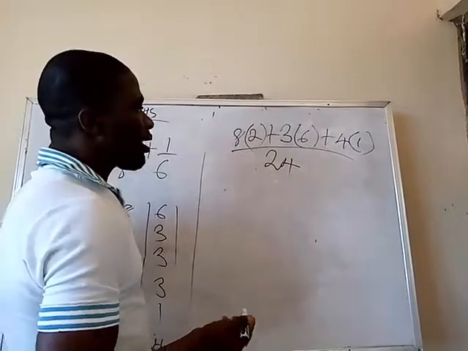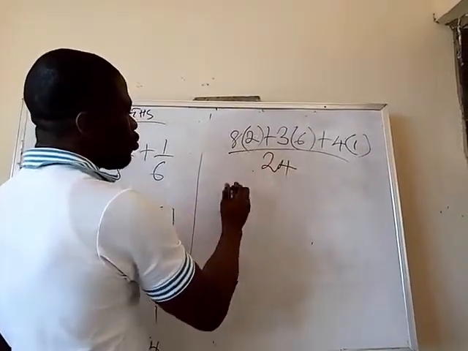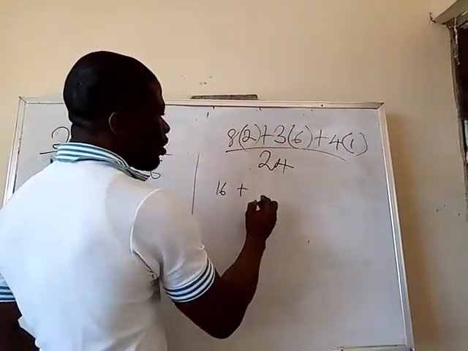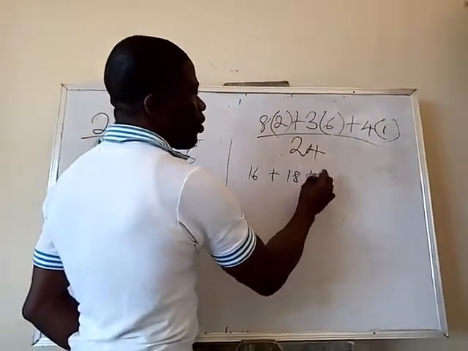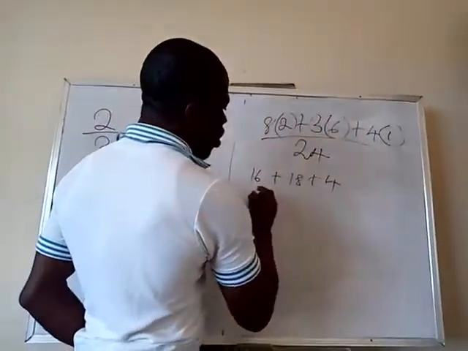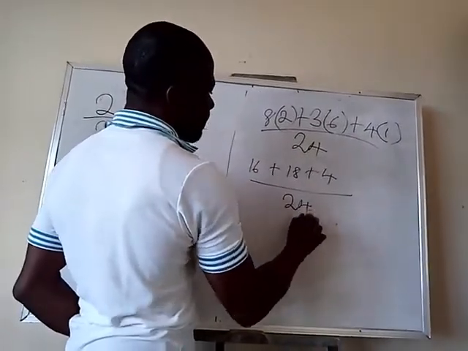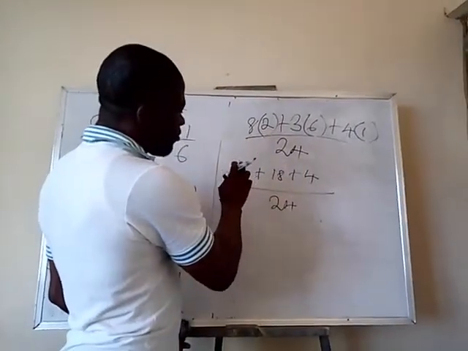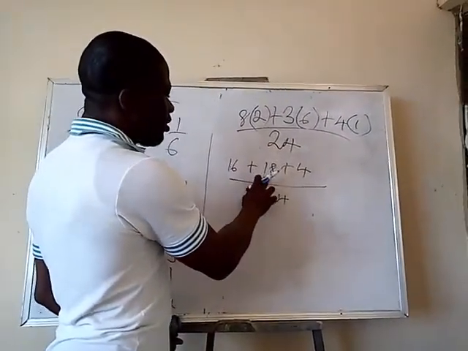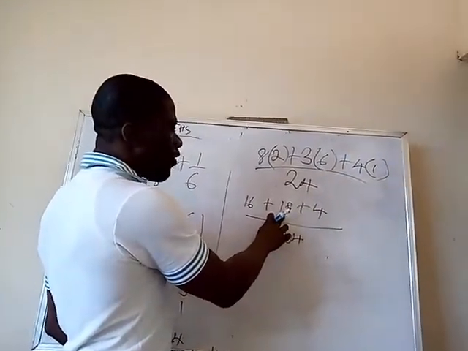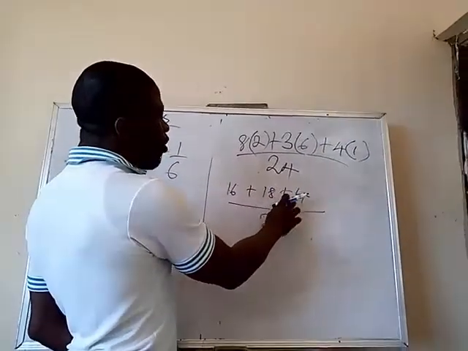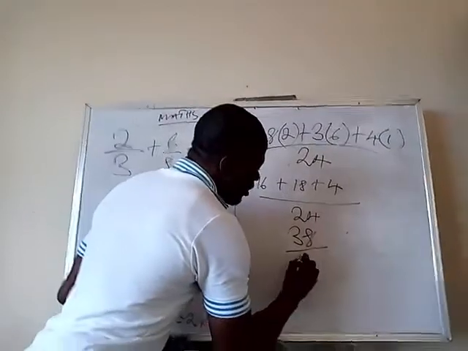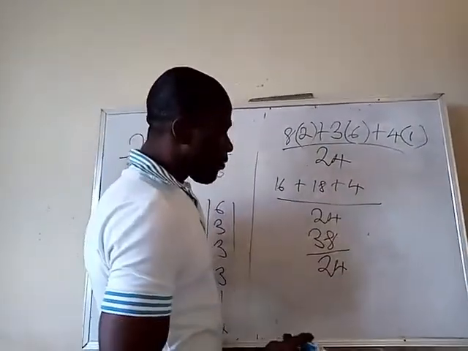Now let's open up our brackets. 8 times 2 will give me 16. Plus 3 times 6 will give me 18. Plus 4 times 1 will give me 4. All over the LCM, which is 24. Now the only thing you need to do is add the numerators. 16 plus 18 will give me 34. 34 plus 4 will give me 38. You have 38 over the LCM, which is 24.